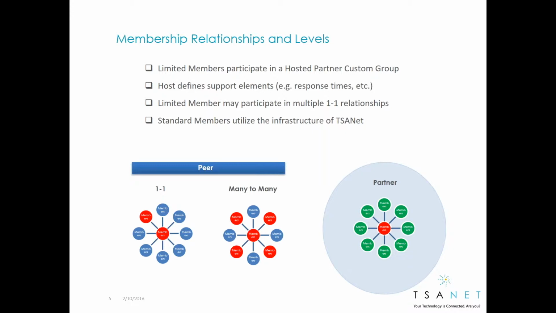And you can go in there and then define the terms of that relationship. So, this morphed into what we call custom groups. What this does is give you the ability to not only use TSANet at the basic and the premium level, but also to create your own relationships and your own infrastructure if you wanted to do that. And these are split up into two sections: there's the peer group and the partner group.